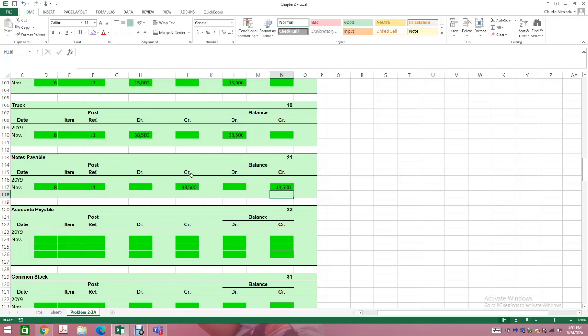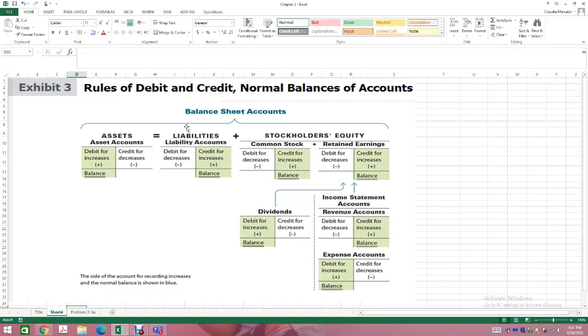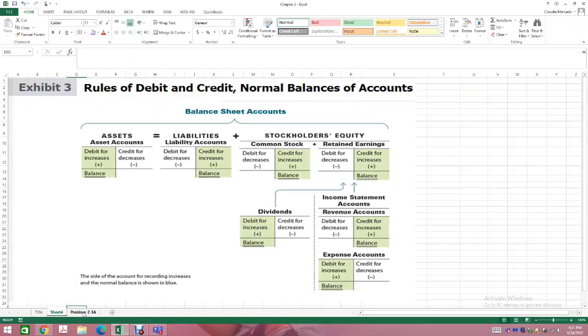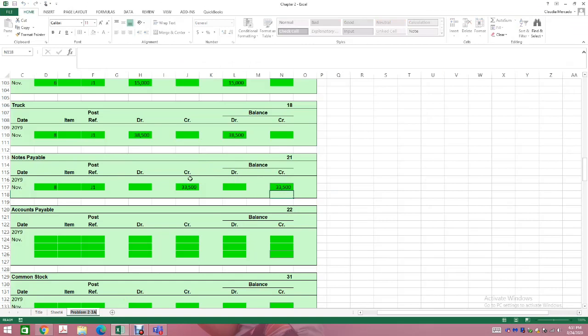So if you look at notes payable, notes payable is a liability. So a credit increases it, a debit decreases it. Sorry about that. A credit increases it, a debit decreases it.